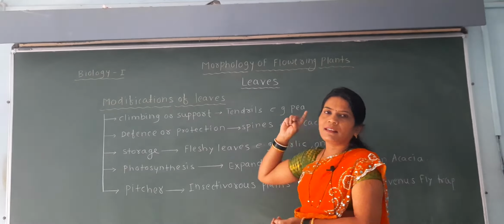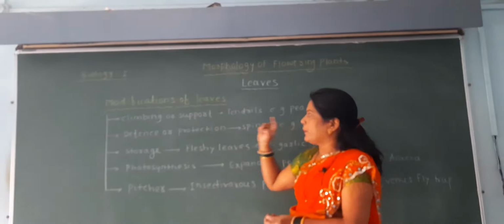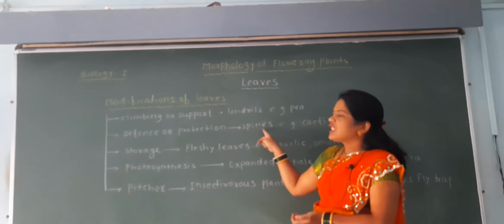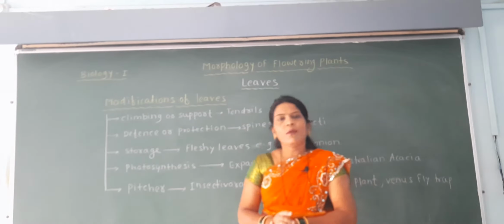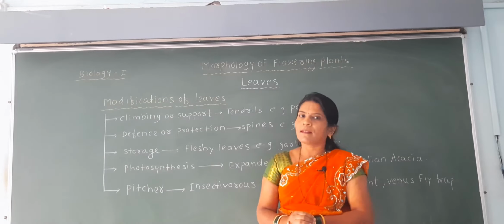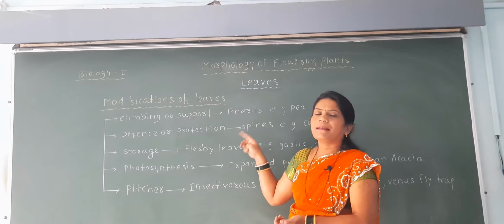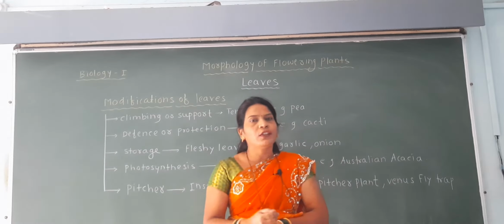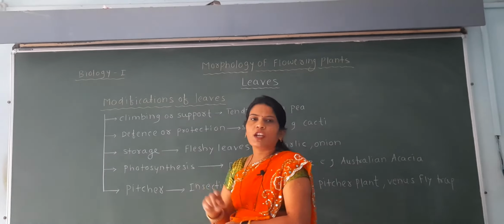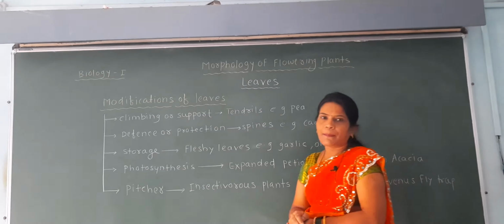So tendril is the coil structure, which is the modification of the leaf observed in the pea plant. Second one is defense or protection, meaning here spines. We have also seen this modification in the stem. In some plants, stems get modified into spines, but here the leaves of some plants get modified into spines or thorns, and this modification is particularly for the protection of that plant. And the example given here is the cacti plant.